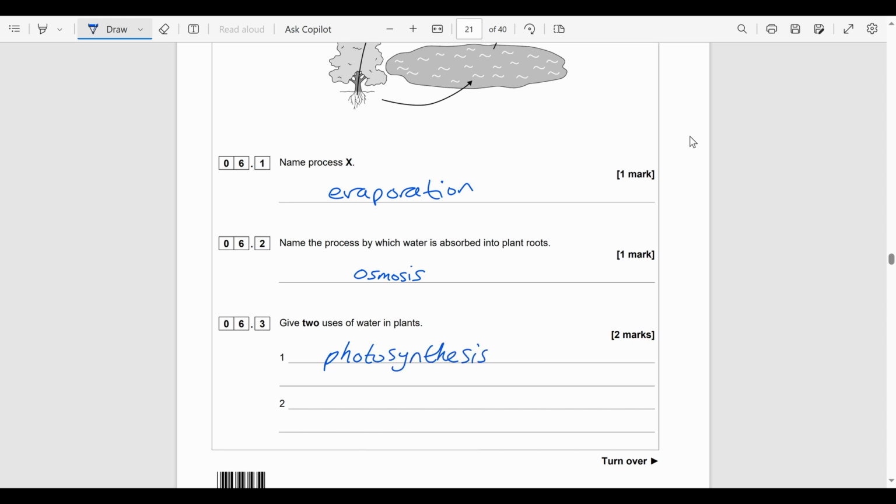But another reason why plants would use water is that they can use the water to transport substances. And one thing that they would probably transport is what is produced in photosynthesis, which is glucose, or sugars. And that movement of sugar in the plant is called translocation.